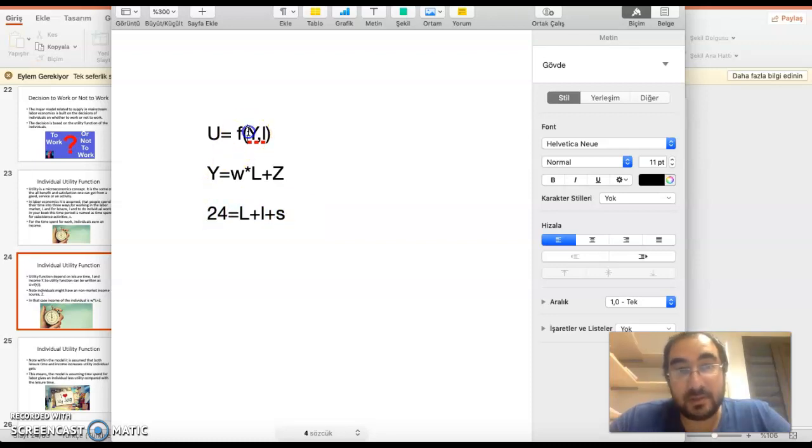this person gets utility from his or her income and his or her leisure time. And basically, income represents consumption, but we don't go into that. We are not interested in how he or she spends that money for consumption. We just assume this income leads him or her to do something that will bring utility. Anyway, how much is the income of this person?